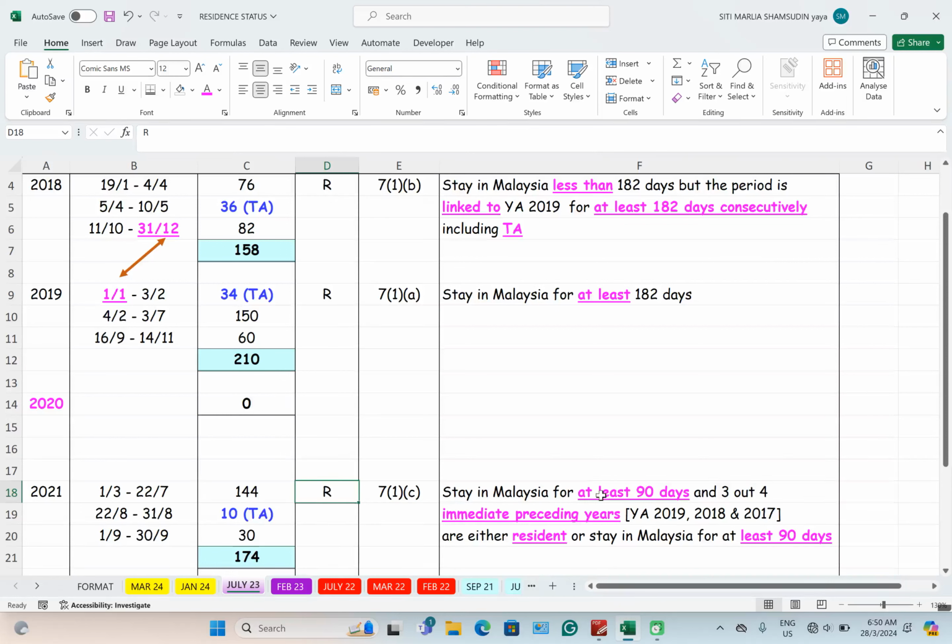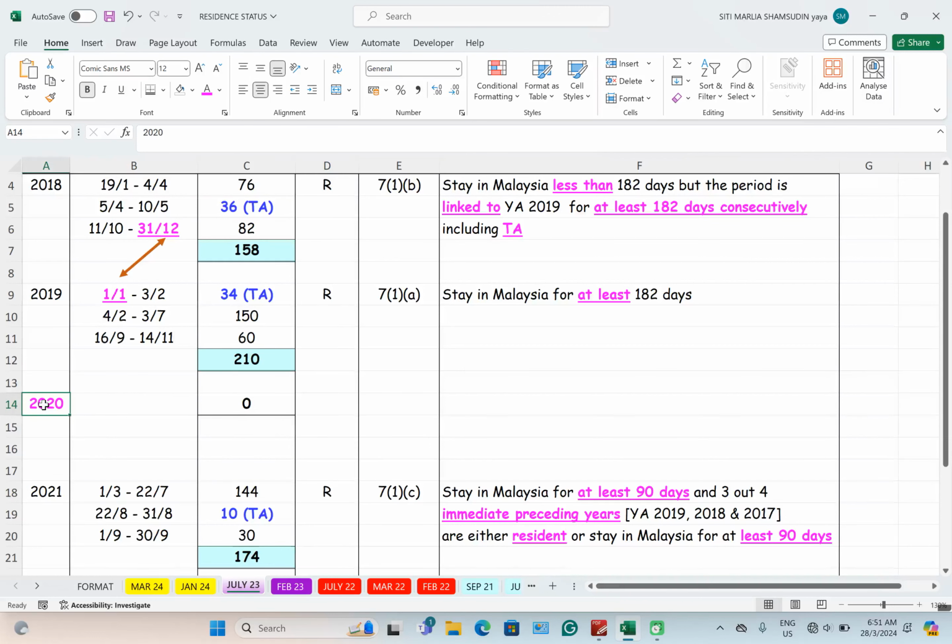So how do you give reason, guys? Stay in Malaysia for at least 90 days, not more than at least 90 days. 3 out of 4 immediate preceding years. What were the YA just now? 19, 18, and 17. Either resident or stay in Malaysia for at least 90 days. So this is how you give reason.